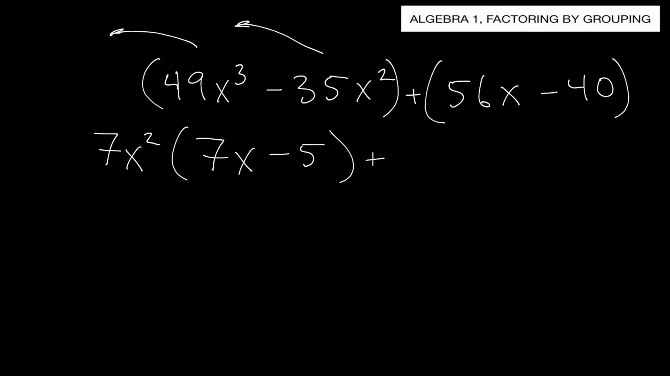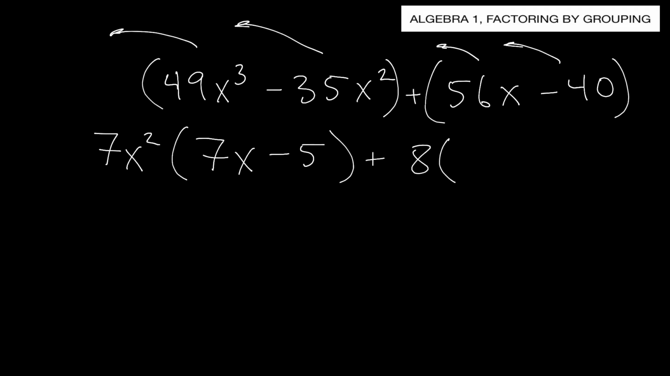Now what can we factor out of this top group here? We're going to factor something out of the second grouping here, and we need to get it to end up looking like this. We're going to factor something out, and whatever's left over, we want it to match this. So, looks like that's going to be a positive 8.